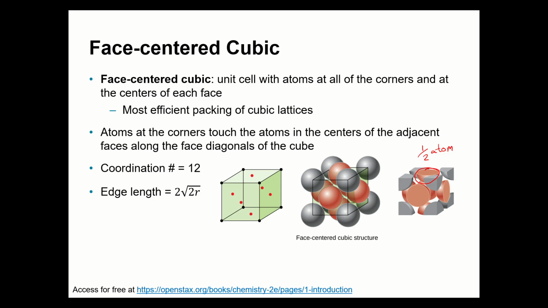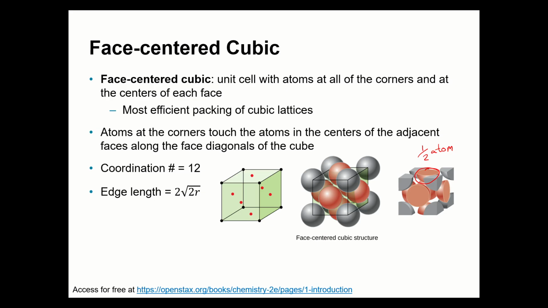Okay, face-centered is going to be the most efficient packing, and of course body-centered would be somewhere in between the two. Atoms are going to touch the corner, and you're also going to touch the face of all of the diagonals. So the coordination number here is going to be 12, and the edge length is equal to 2 times the square root of 2 times the radius.